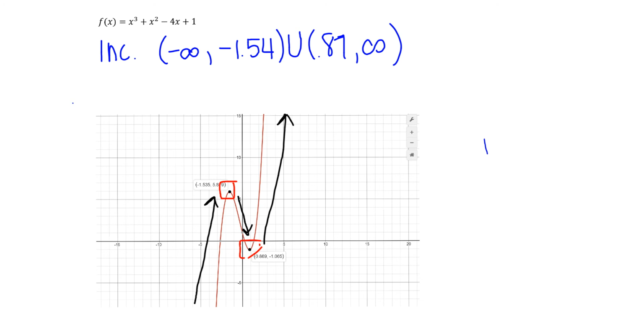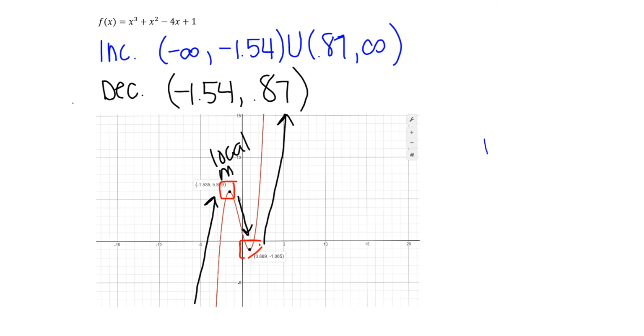Our decreasing interval occurs between those two turning points. So it's between negative 1.54 and 0.87. And then if I wanted, we could label those turning points as maxes or mins, since we know how to do that. This first turning point here is going to be a local max, and our second turning point here at the bottom is going to be a local min.